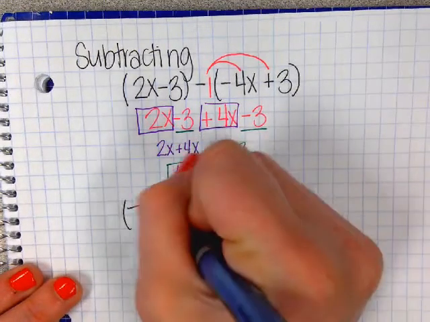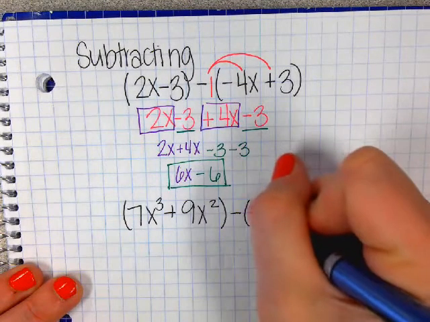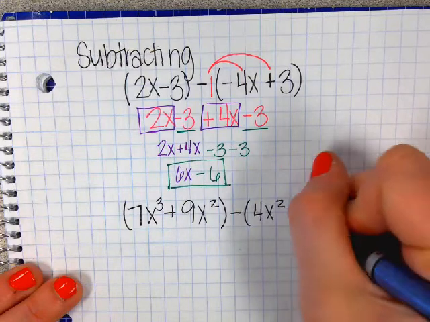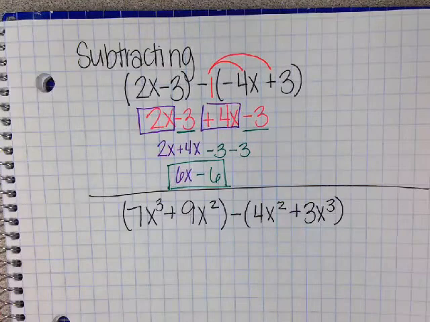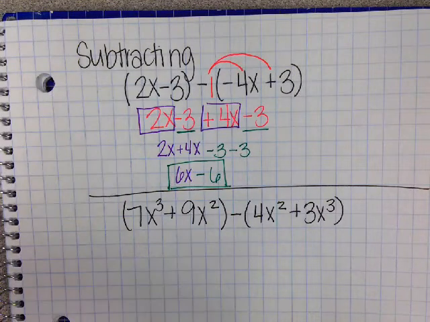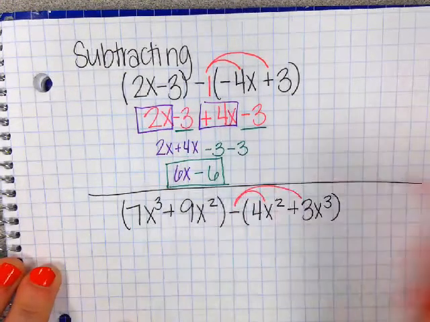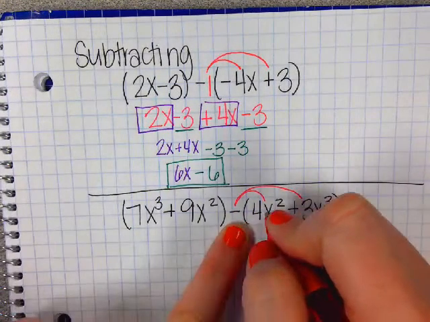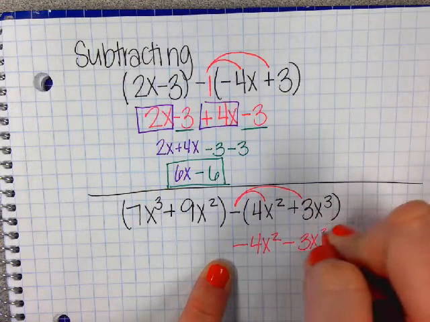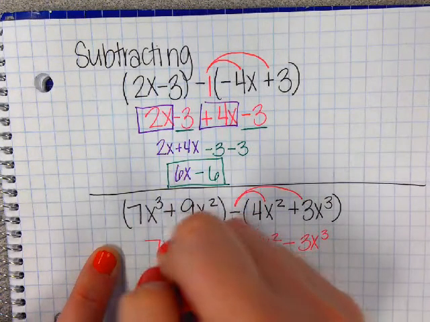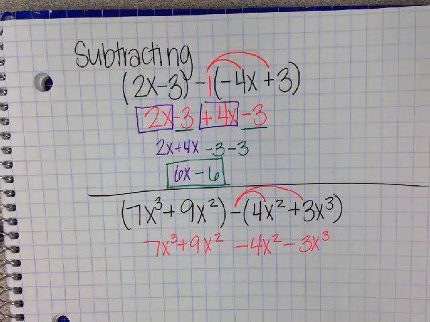Let's do one more. So if we have 7x cubed plus 9x squared minus 4x squared plus 3x cubed. All right. What do I need to do with this subtraction sign? Distribute it. So then it would be minus or subtract 4x squared and subtract 3x cubed. The 7x cubed didn't change, and the 9x squared didn't change.